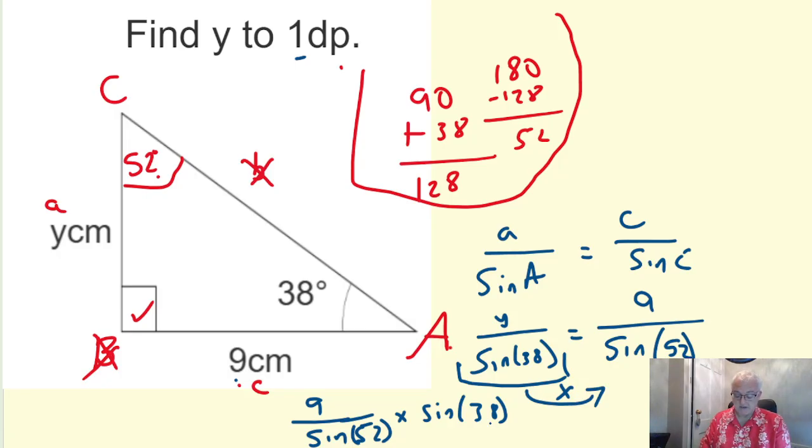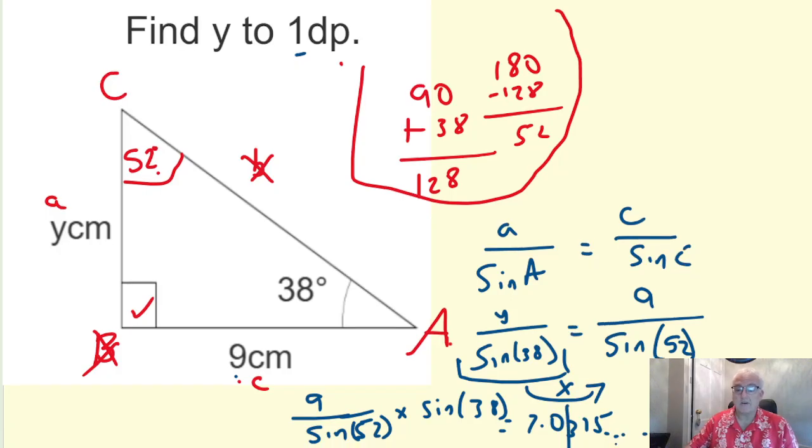So fraction key, 9 divided by sin 52. Always remember to close the bracket and then tab to the right, multiplied by sin 38, and again close the bracket. And that's going to give me 7.0315 and a load of oddments. And I'm back to the same thing where I'm going to round that to 1 decimal place. So my answer of y is going to give me 7.0 to 1 decimal place.